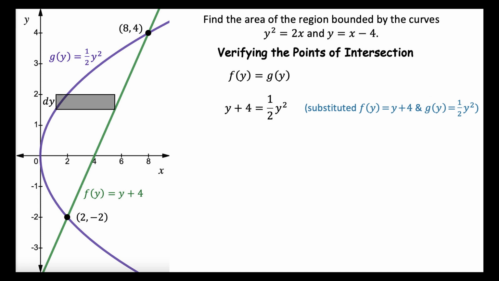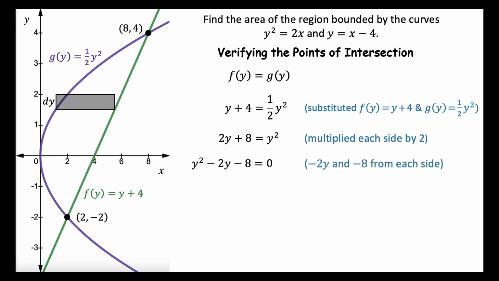Multiplying both sides by 2 gives us 2y plus 8 equals y squared. Subtracting 2y and subtracting 8 from each side and then flipping the equation on the equal sign gives us y squared minus 2y minus 8 equals 0. Factoring the left side gives us the quantity y plus 2 times the quantity y minus 4 equals 0.